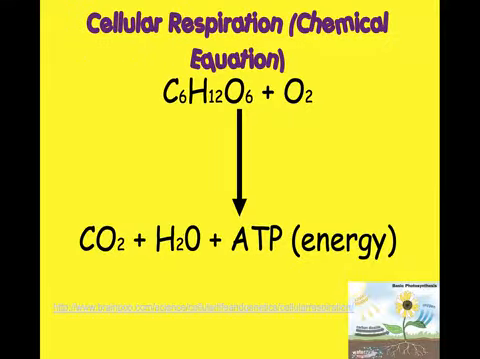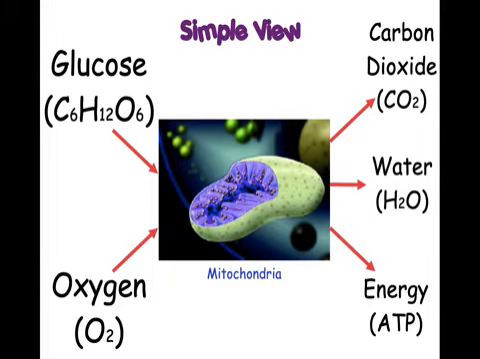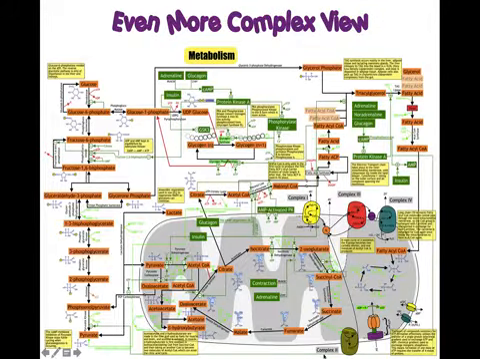Now for cellular respiration, you have glucose going in, you have oxygen going in, and you have carbon dioxide, water, and ATP energy coming out. And remember, this all happens in the mitochondria. So you should write this in your notes. Ooh, and then here's the complex version of cellular respiration. You do not need to know this for the quiz, but it's always fun to look at.